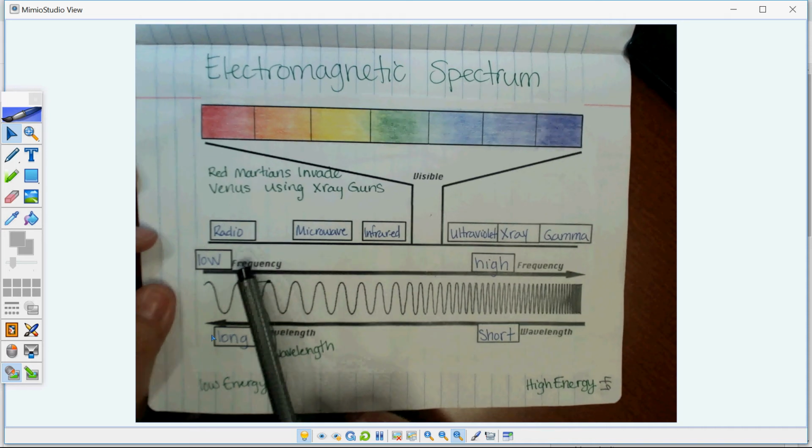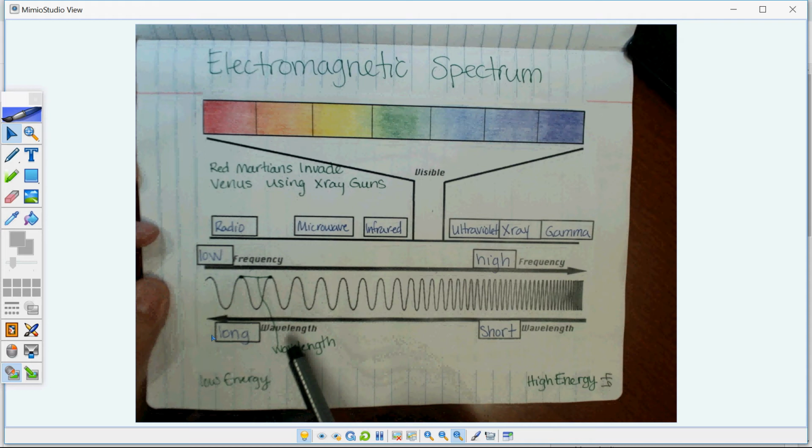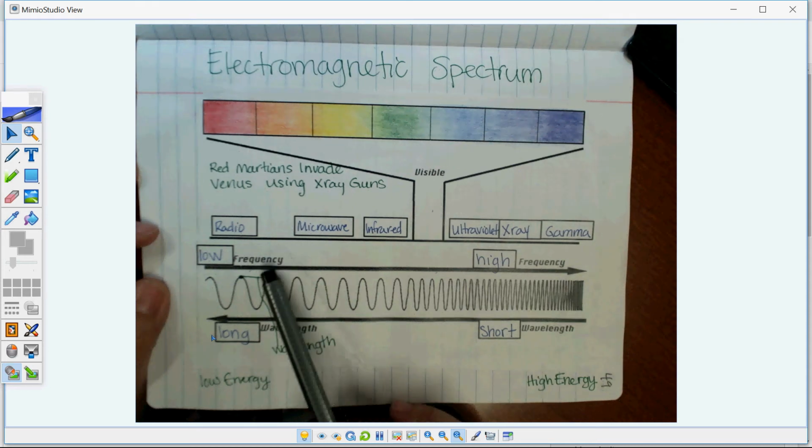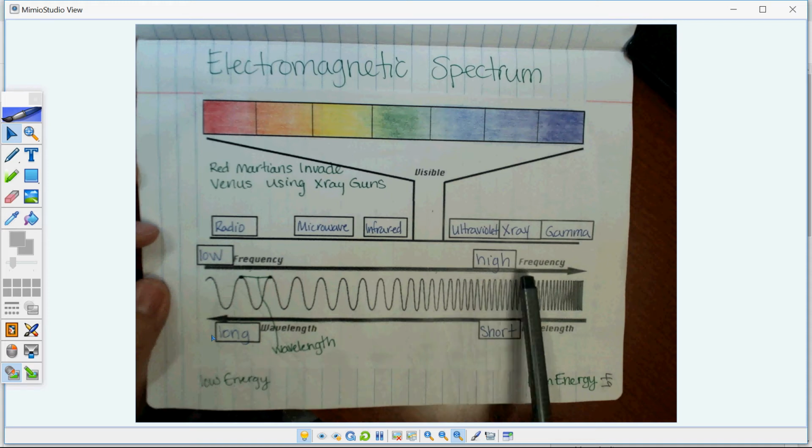It is important that you understand the relationship that they have with frequency, wavelength, and energy. What I mean by that is where there's a low frequency, we have long wavelengths, meaning the waves are far apart. This is the low energy end of the spectrum. Where there's a high frequency, it means that the waves are really close together. This is the high energy end of the spectrum.